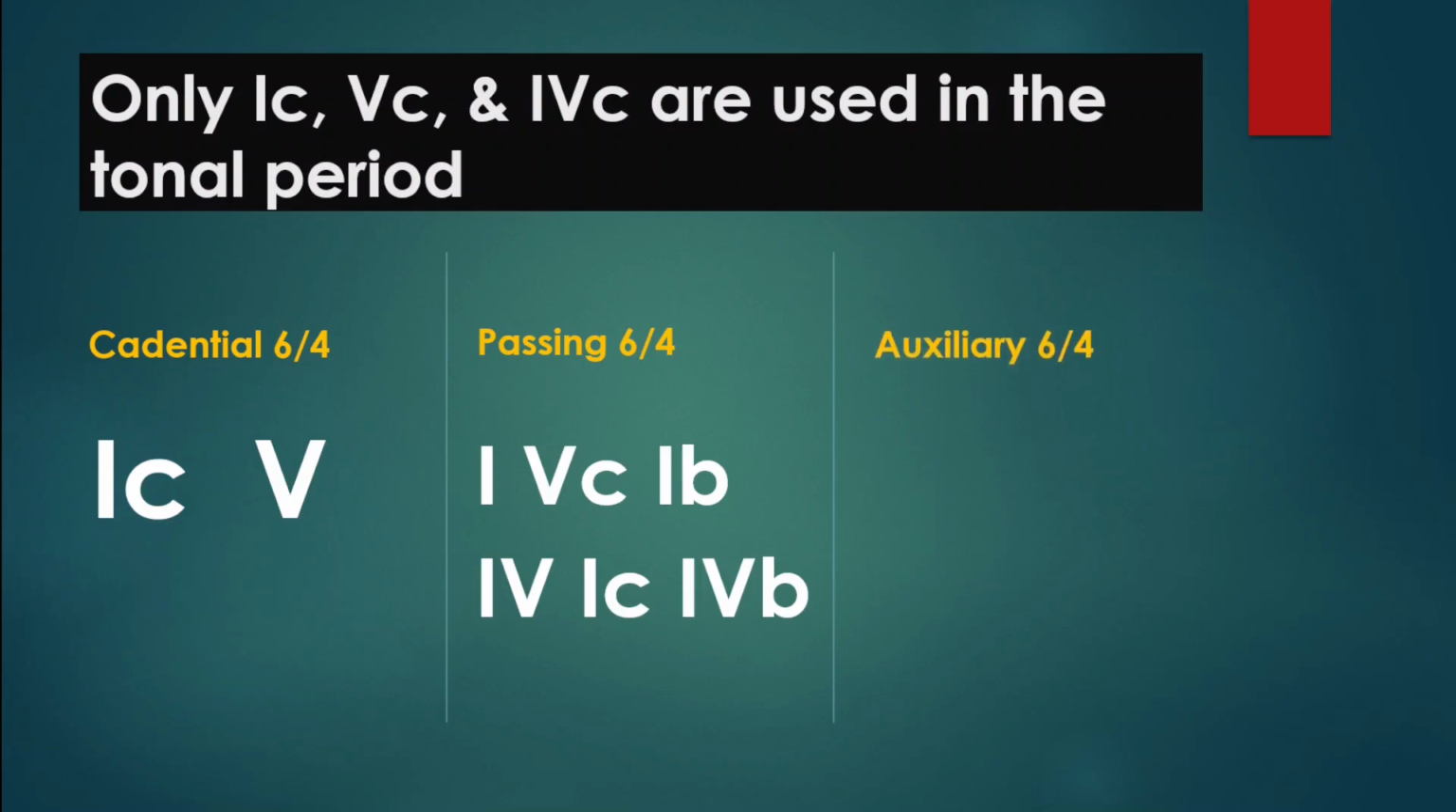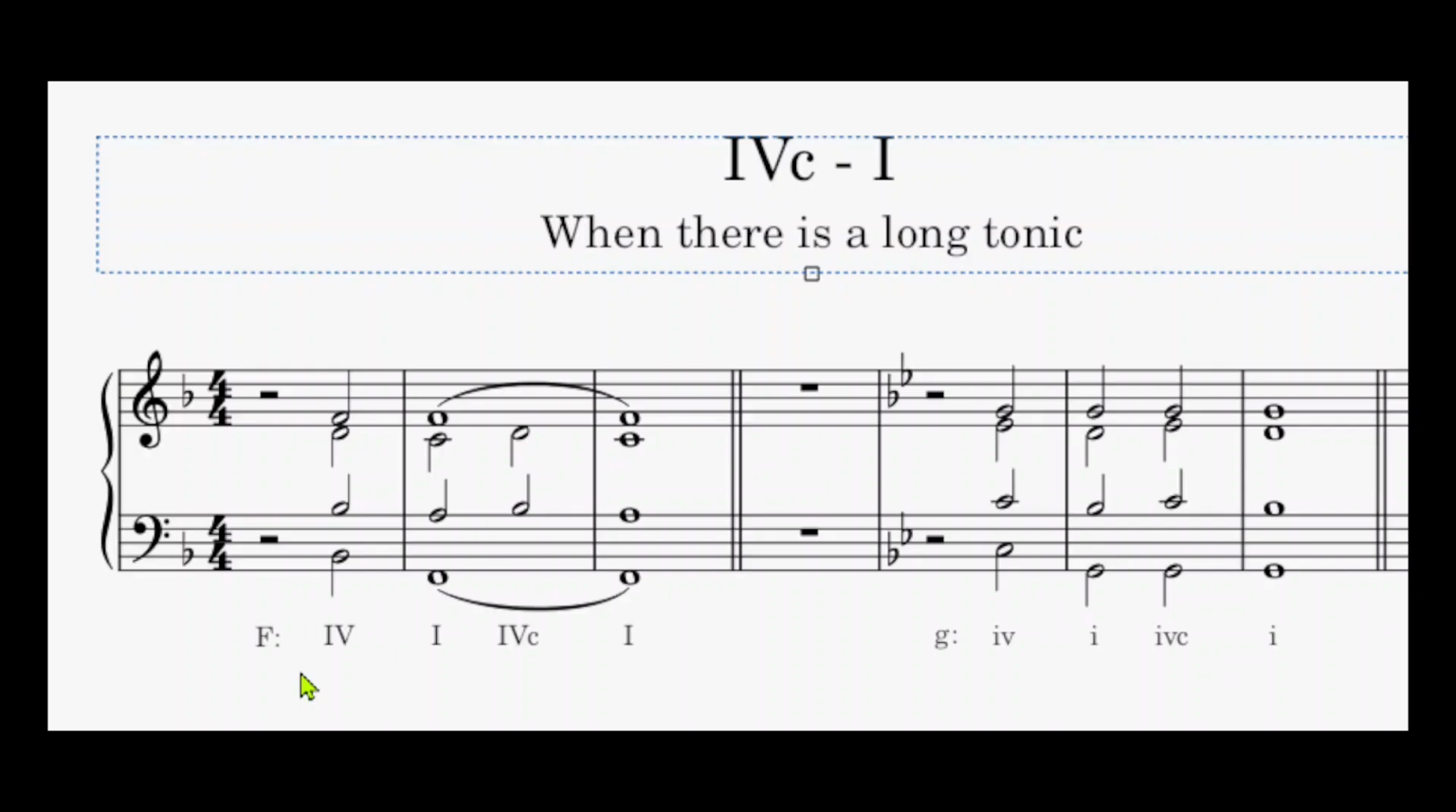Now we look at auxiliary 6/4. That is a 4C to decorate 1, or using the 4C in between two repeated tonics. Here is an example of 4C to 1 in F major. First of all, we have a plagal cadence, 4 to 1, B flat, D, F to F, A, C.